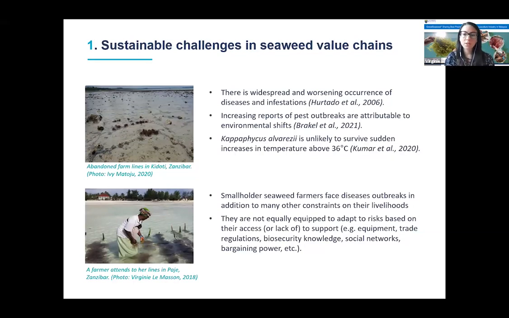The question that we asked was, what do they do to face disease outbreaks in addition to many other constraints on their livelihoods? And the assumption that we worked on was that not all farmers are equally equipped to adapt to risk, because this is largely influenced by their access or lack of access to support, such as equipment, trade regulations, biosecurity knowledge, social networks, as well as bargaining power.